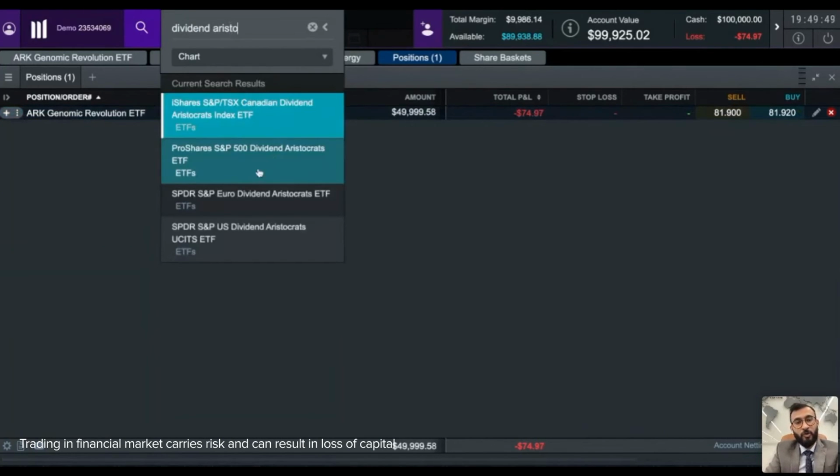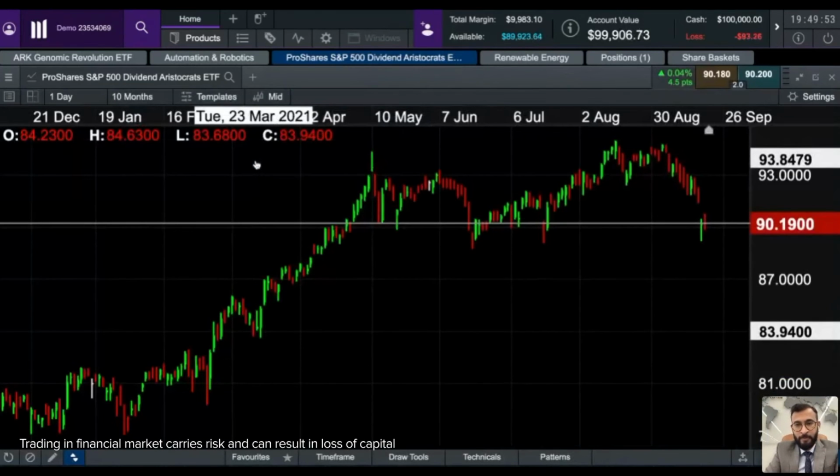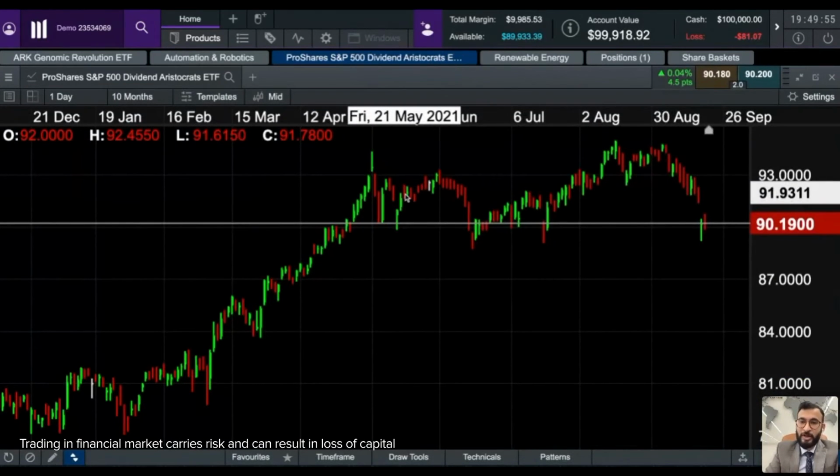So there is a fund called ProShares S&P 500 Dividend Aristocrat ETF. And this fund focuses on those companies which have a history of increasing dividends in the last 20-25 years, right?